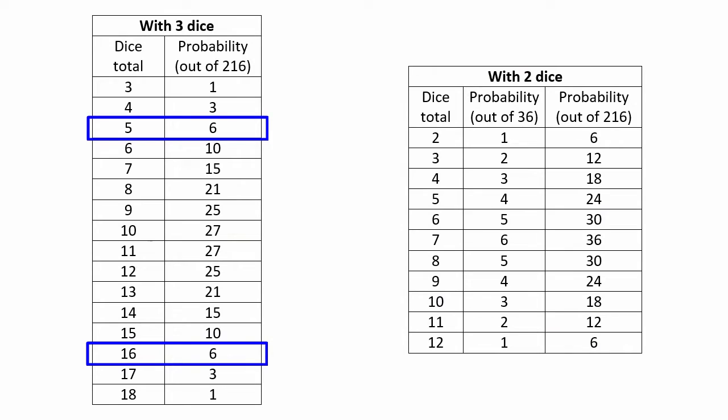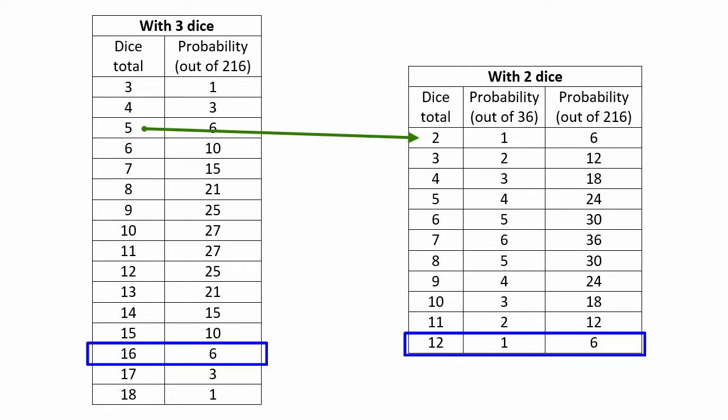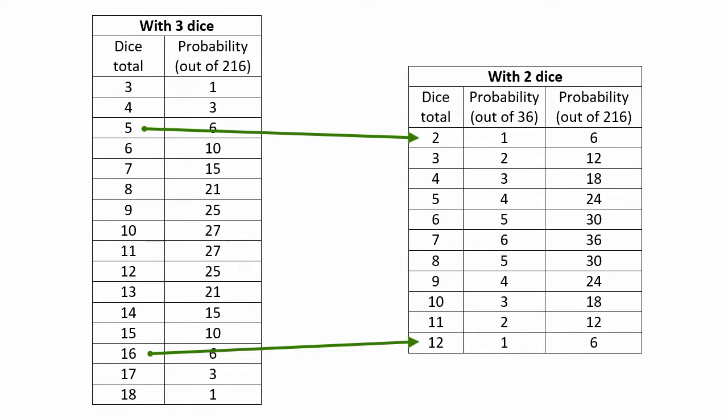Well, you see, rolling a 5 or a 16 on 3 dice has equal probability to rolling a 2 or a 12 with 2 dice. So you can just say that if you roll a 5 with 3 dice, that will be the same as getting a 2, and if you roll 16 on 3 dice, that will be the same as getting a 12 on 2 dice. That's 2 of them crossed out. But the reason that it was crossed out so easily was because the probability was exactly the same. They were both 6 out of 216. But the rest of the numbers don't match up.